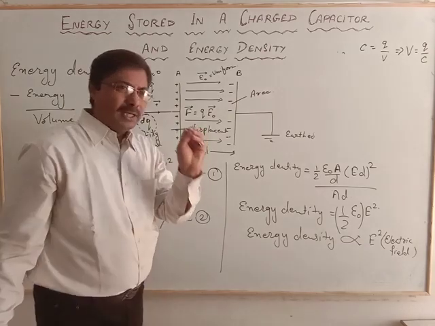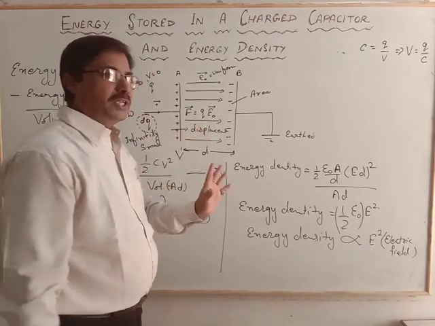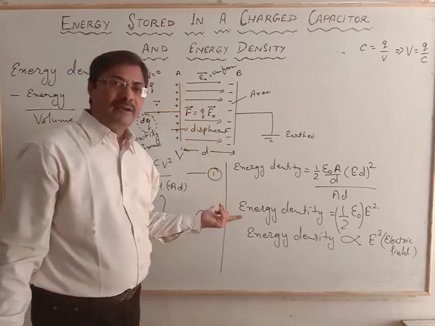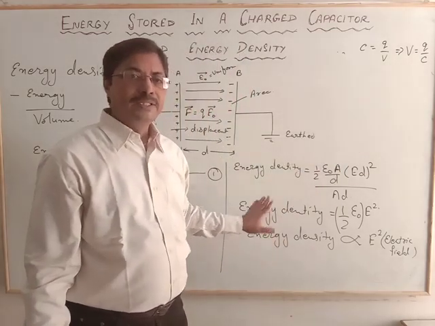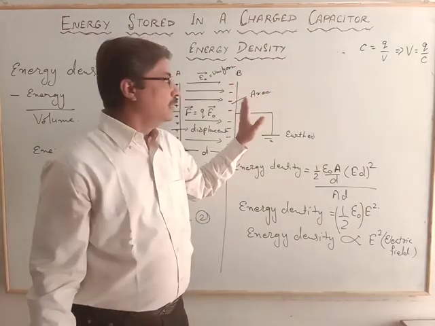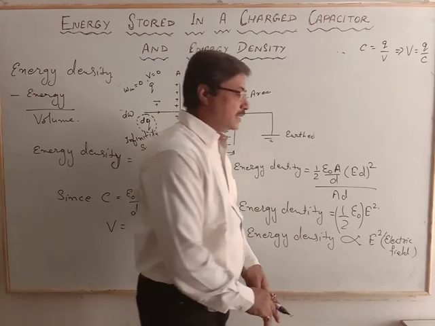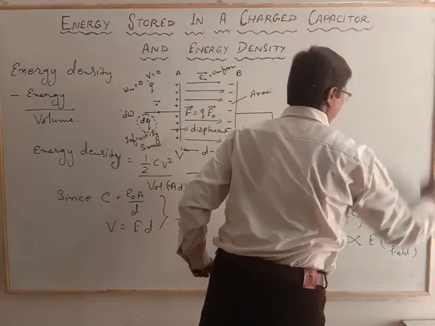So this is all about energy stored in a charged capacitor. We learned energy stored in a charged capacitor in a number of ways: the expression when potential is kept constant, the work where we took the average, and the graph. Also, we have seen the energy density here. It is related to the electric field.